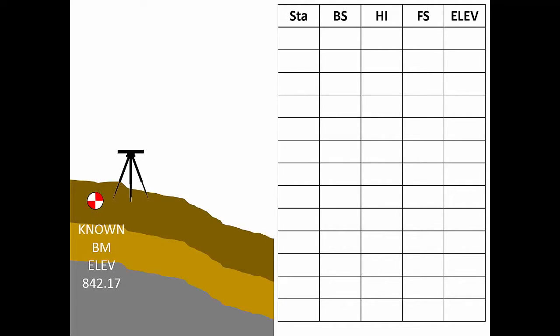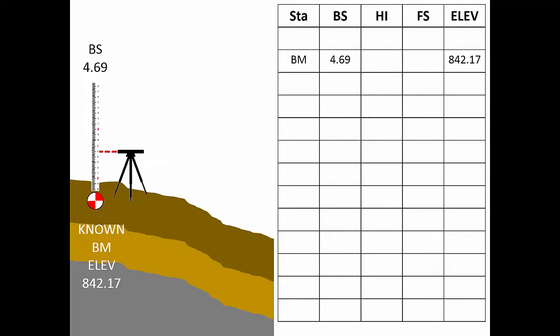Well, first, we'll set up our instrument where we can see the rod sitting atop the known benchmark. In the notes, we'll record the rod location, in this case, BM for benchmark, in the station column. Since the benchmark elevation is known, we'll record that in the elevation column. Our first rod reading is 4.69 feet. Since this reading is taken on a point of known elevation, we call it a backsight. Since the backsight reading was taken with a rod atop the benchmark, we'll record 4.69 feet in the backsight column on the benchmark row.